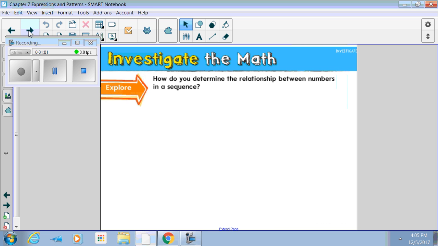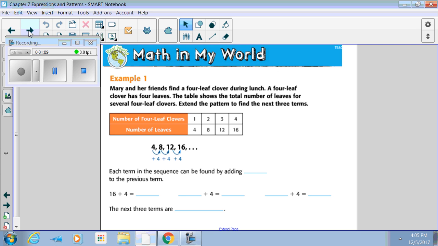Your first question is, how do you determine the relationship between numbers in a sequence? So here in example 1, Mary and her friends find a 4-leaf clover during lunch. A 4-leaf clover has 4 leaves. The table shows the total number of leaves for several 4-leaf clovers. Extend the pattern to find the next 3 terms. If you notice down here, they have number of 4-leaf clovers. 1 4-leaf clover has 4 leaves. 2 are going to have 8 leaves. 3 have 12, and 4 have 16.